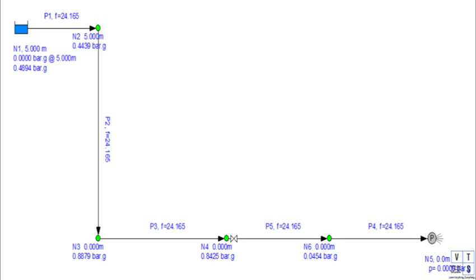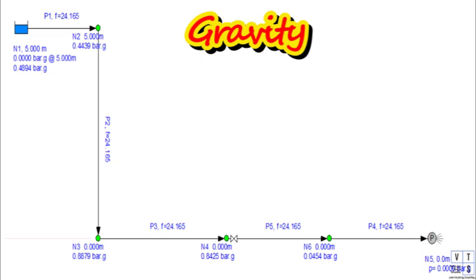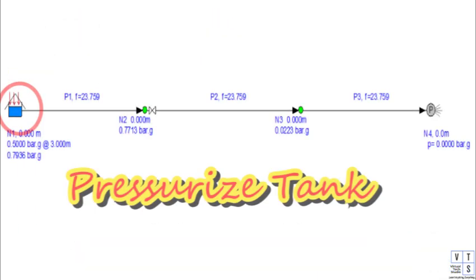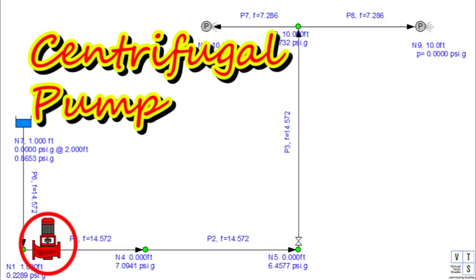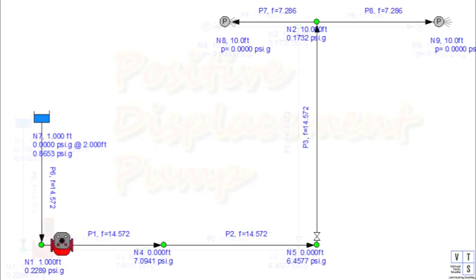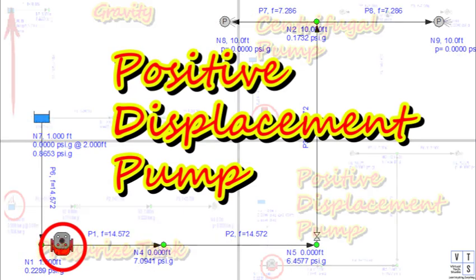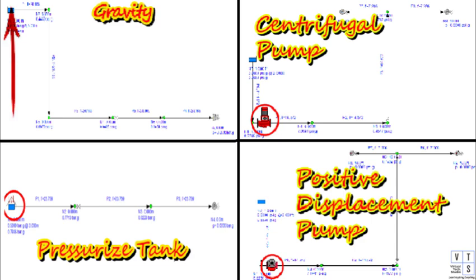There are usually 4 ways by which we move fluid in piping systems. The first is by gravity, in which liquid is stored at higher elevation to produce desired flow and pressure. The second method is by pressurizing the fluid supply tank with gas. The third method is by the use of a centrifugal pump in the system. And the final method is by the use of a positive displacement pump. These are the 4 most common ways of transporting fluid.